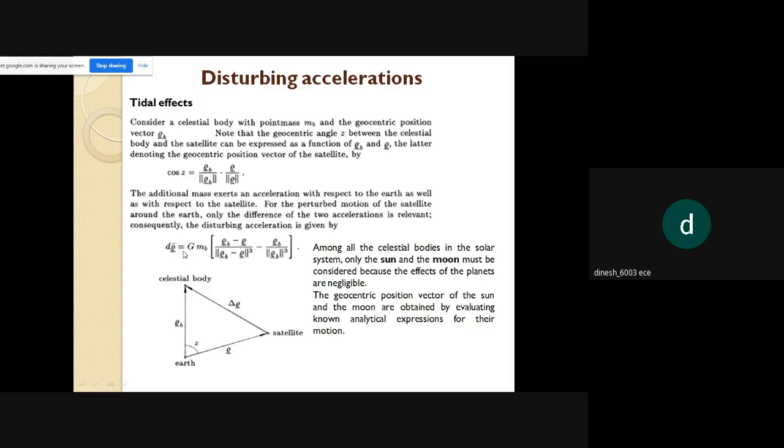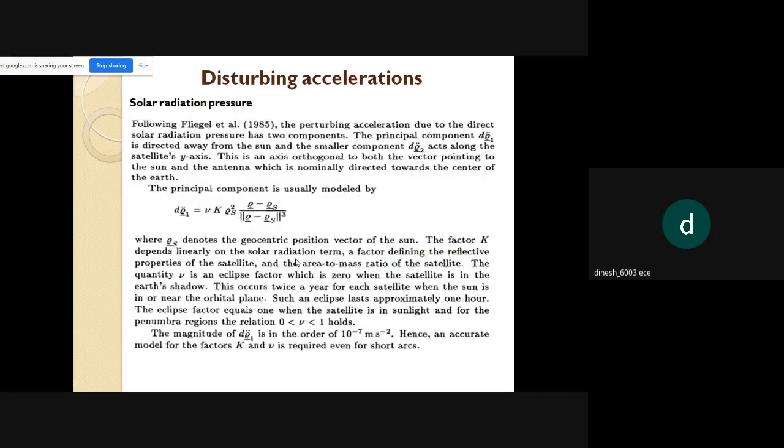Then we can find d rho double dot as G mb, which we call the disturbing acceleration. It is obtained by (rho b minus rho) divided by the magnitude of (rho b minus rho) cubed, minus rho b divided by the magnitude of rho b cubed, which is the disturbing acceleration for the perturbed motion of satellites.